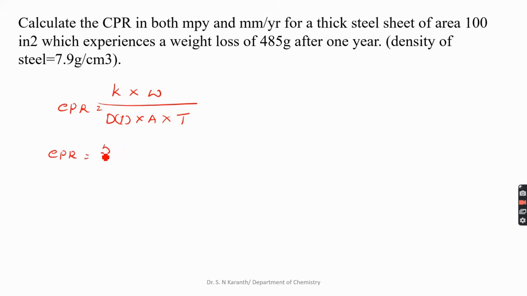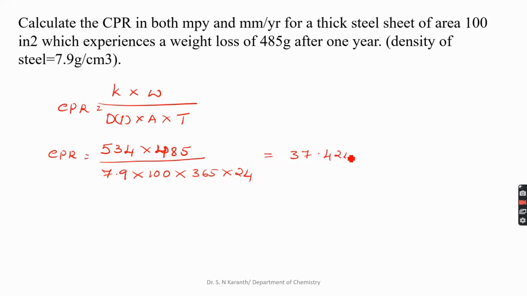If I want to calculate in terms of Mpy unit, K becomes 534. W is 485 divided by 7.9 multiplied by 100 inch square into 1 year, that is 365 into 24. So I'll get 37.424 Mpy. And in the same way, for CPR in terms of the other unit, K is 87.6, and W here should be multiplied by 1000.